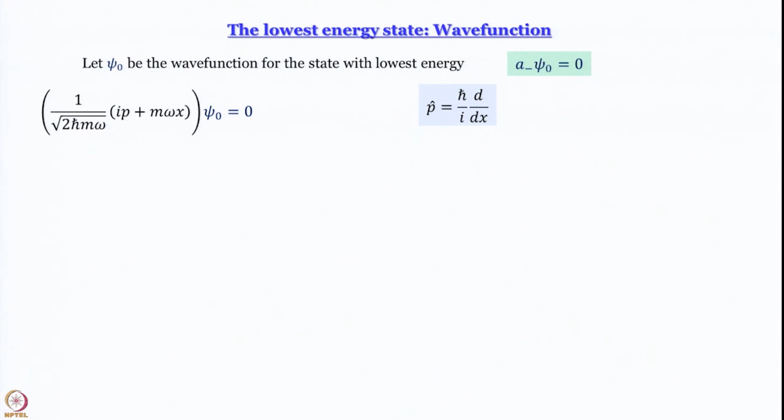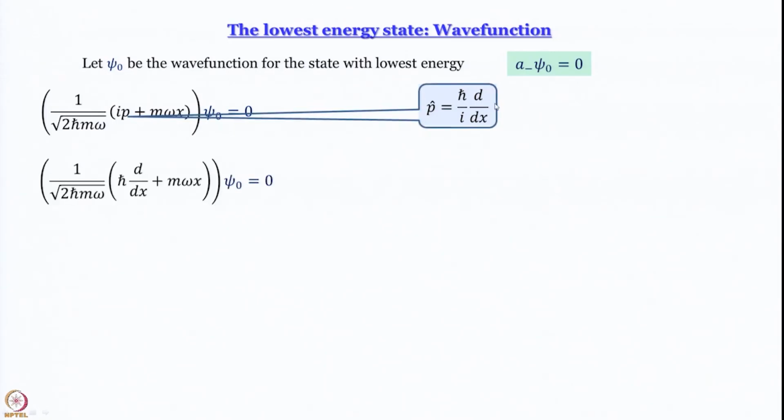So, what are we trying to do now? We are somehow trying to find what psi 0 is. To do that, we need to set up some equation in psi 0. That becomes easy when we take this expression for the momentum operator, h cross by i d dx, plug it into the expression for A minus, and we get 1 by root over 2 h cross m omega multiplied by h cross d dx plus m omega x, acting on psi 0, equal to 0.